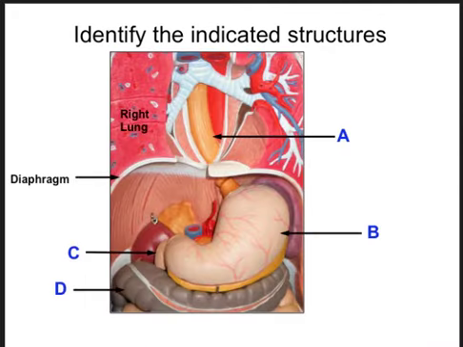Next question, identify the indicated structures. This is the pink torso model, with the heart and the lungs removed. You can only see the posterior body wall, the back part of the lungs, and the trachea and the bronchioles here. A is pointing to the esophagus. Note that the esophagus runs behind the trachea. B is pointing to the stomach. C is pointing to the duodenum, and D is pointing to the transverse colon. Specifically, this little bend right here is the right colic flexure.